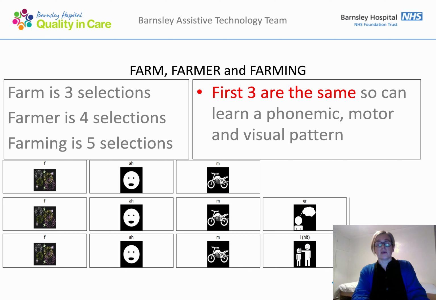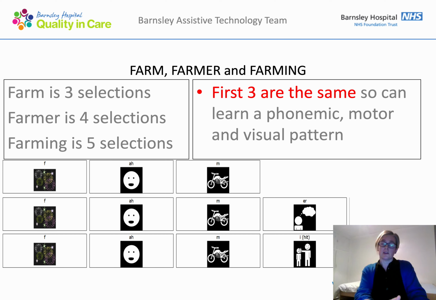If you compare this to how we could do farm, farmer, and farming in Soundscape, then you've got the f, the r, and the m, and then you just need to add on the er for farmer, so that's the person thinking there for the sound, and the i and the ng for the farming. So what I find really interesting here is not just that it's fewer hits, but actually the first 3 hits for farm, farmer, and farming are the same. So that matches with what they're hearing, the auditory representation that somebody is learning.